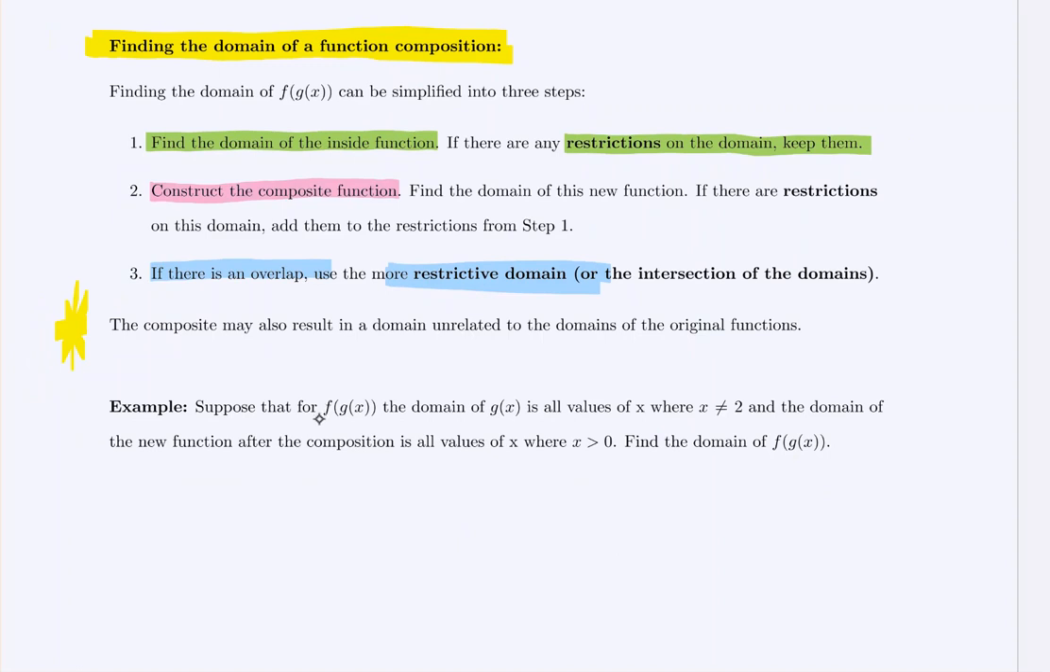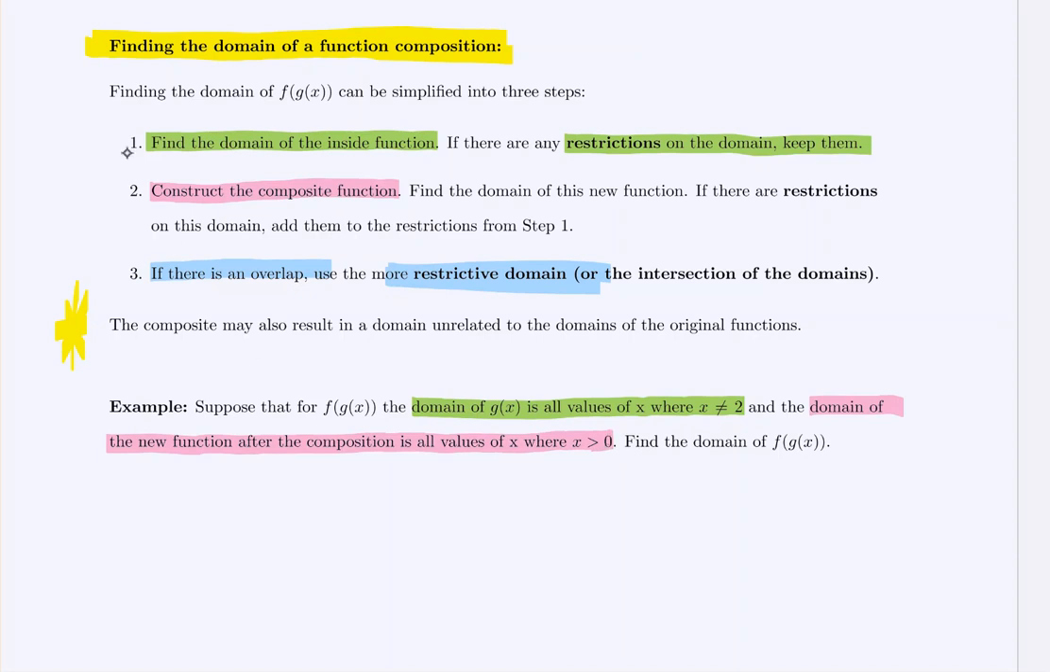Suppose for the composite function f of g of x, the domain of g of x is all the x values where x cannot equal 2. So it's okay anywhere except where x equals 2. And the domain of the new function after composition, I'm going to change the colors here to be consistent to our steps 1, 2, and 3. The domain of the new function that we formed after composing is all values where x is greater than 0.